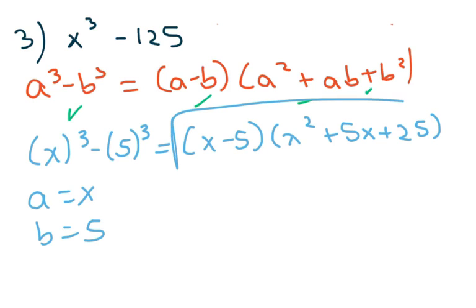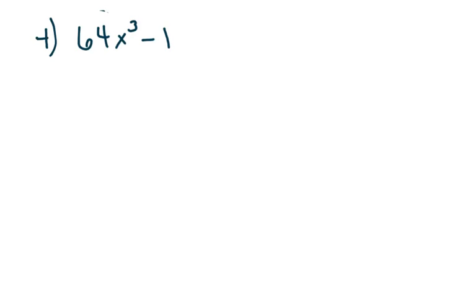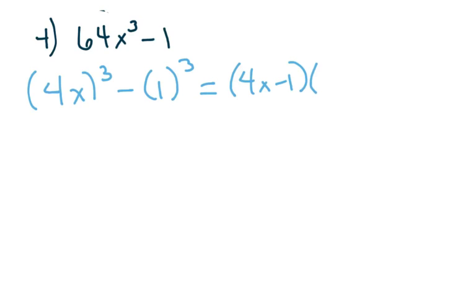This one's actually easier because we didn't have that highest common factor. And the next one's the same formula. So my a is going to be 4x. My b is 1. 1 cubed is just 1. And just plug it in the formula. So it'll be 4x minus 1. A is 4x, and b is 1. And then you just square this, so it's going to be 16x squared.